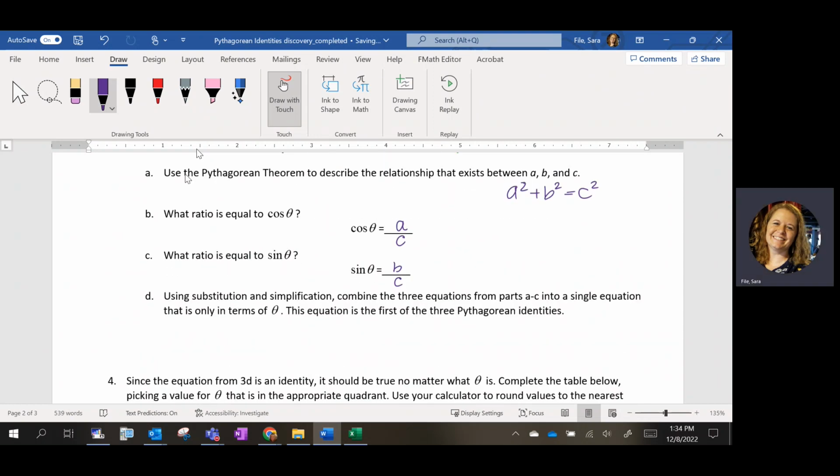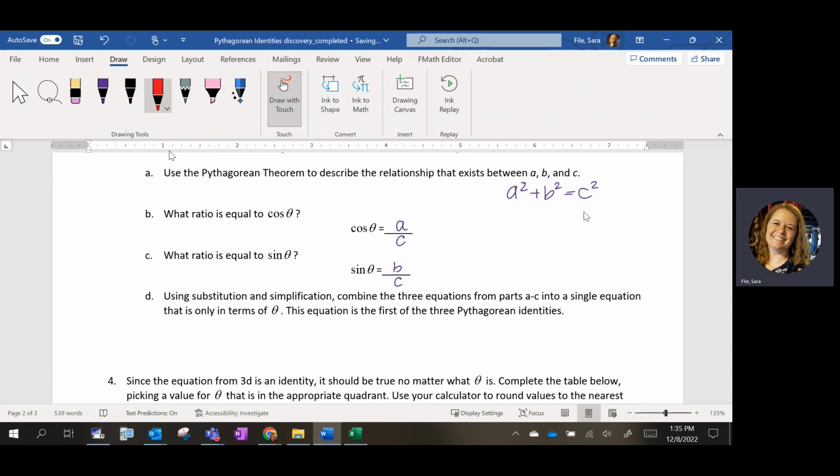Now here's where it got a little tricky for some. This part D wants you to use, and I know yours printed without much space here, but I think you have plenty of space up here to do the work. Use substitution and simplification to combine these 3 pieces of information to come up with an equation that's only in terms of theta. So I want to get rid of A and B and C. I don't want to have A, B, and C in my equation. The only variable I want to have is theta.